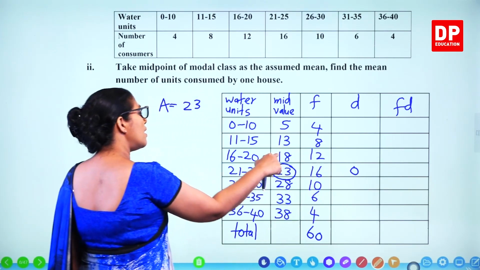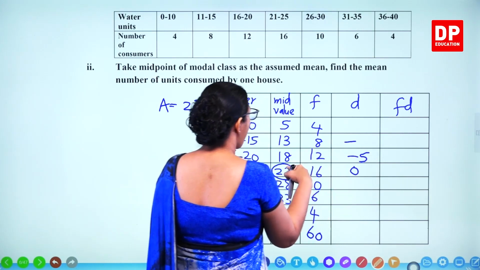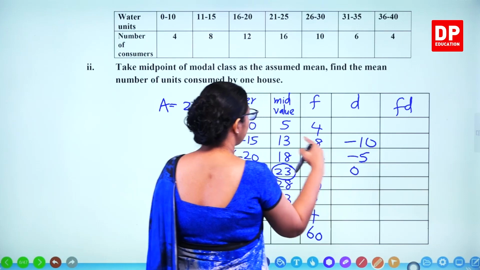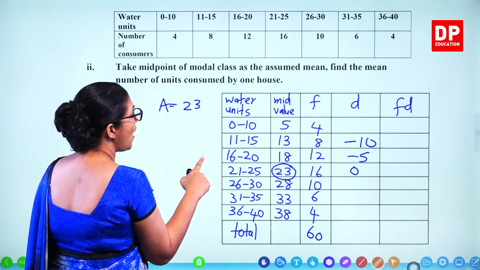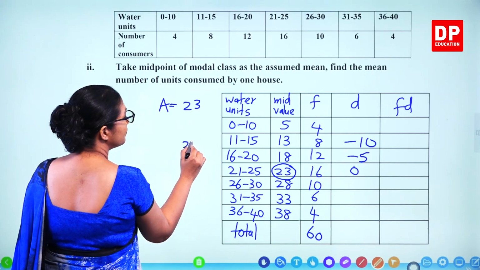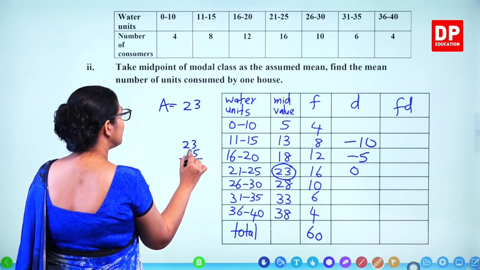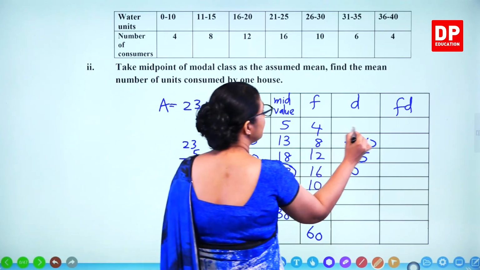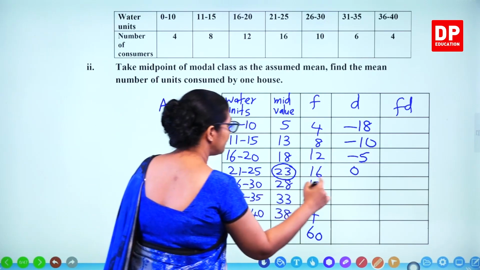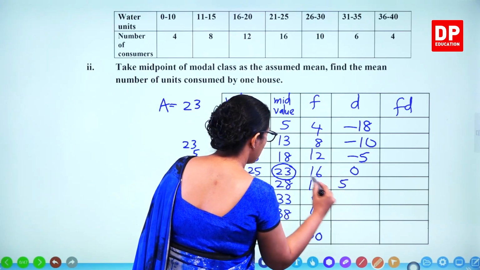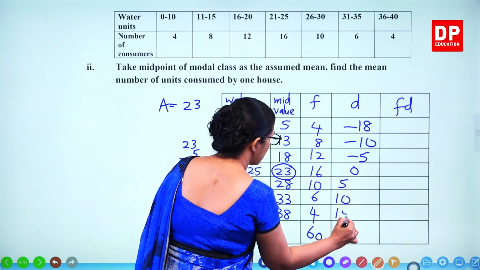So here the difference is 5. Minus 5, minus 10. And here the difference is not the same. 23 and 5, 18 is there. Here the difference is 5 plus 5, 10 and 15. That's correct.